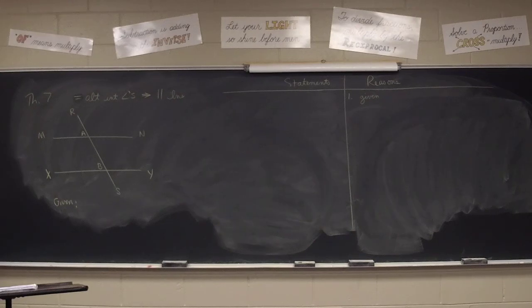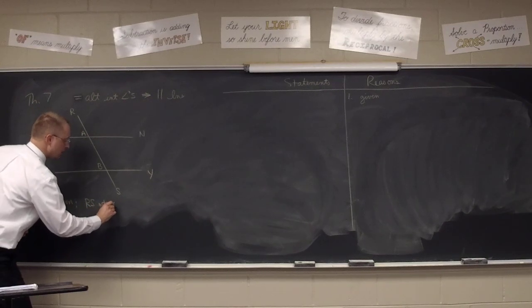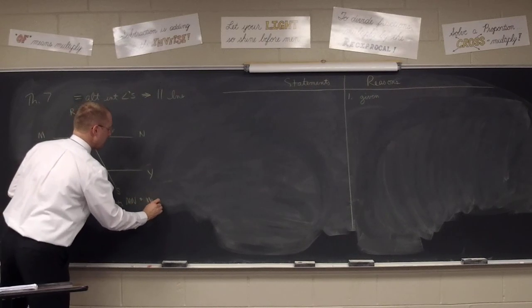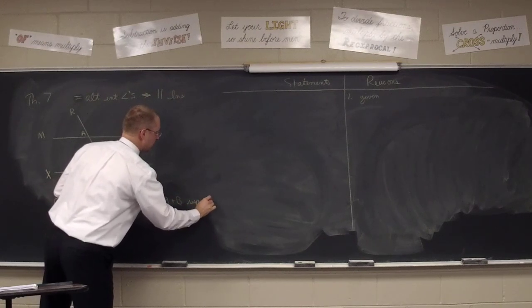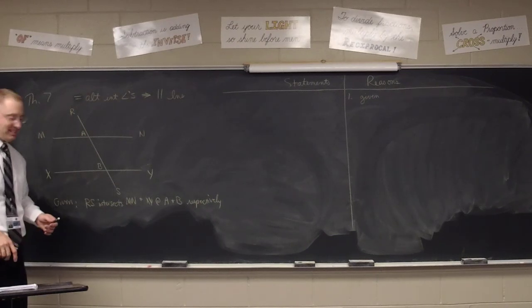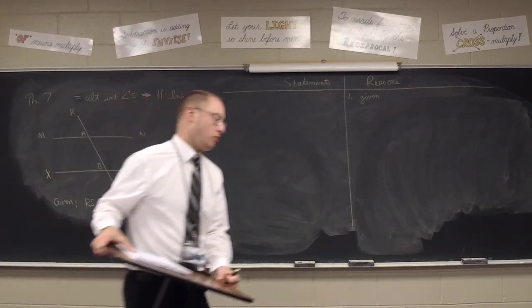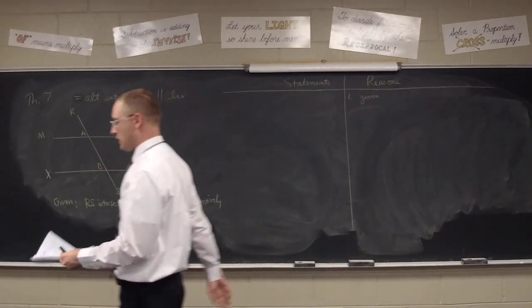what are we given? Well, we're given if, when two straight lines are cut by a transversal. Okay, let's start with that. We have two straight lines cut by a transversal. Given RS intersects MN and XY at A and B, respectively. So that's the first part of the theorem. If when two straight lines are cut by a transversal. Well, it was just given that two straight lines were cut by a transversal.